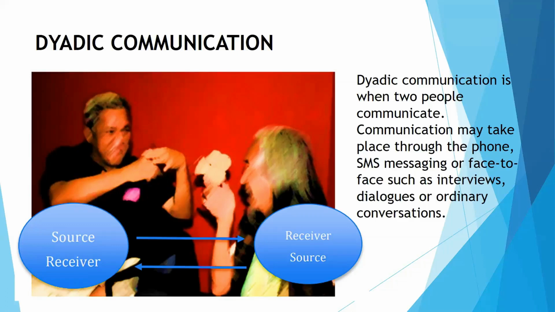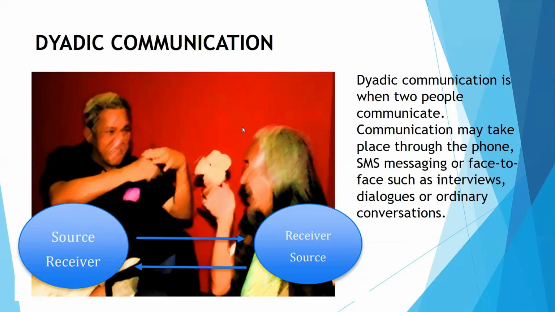Another example of dyadic communication is an interviewer and an interviewee. Of course, the interviewer will ask questions to the interviewee, and then the interviewee will respond, and vice versa. So that is dyadic communication. It refers to an interaction between two persons.